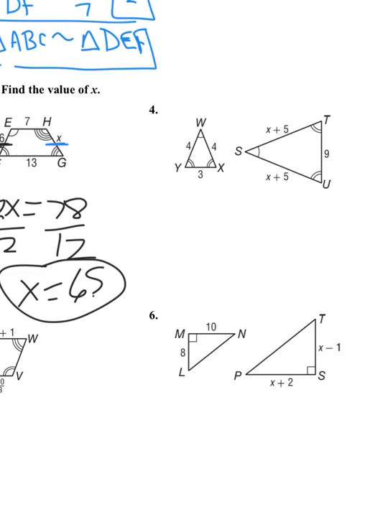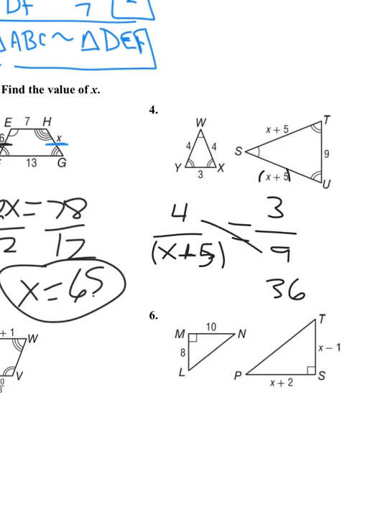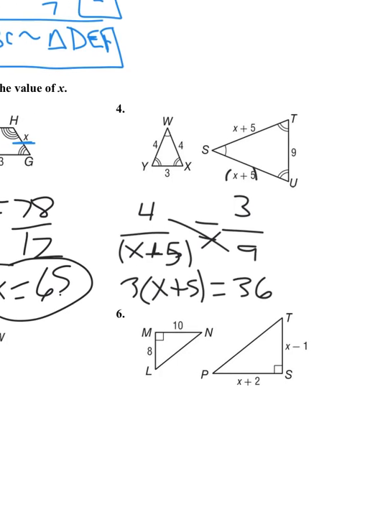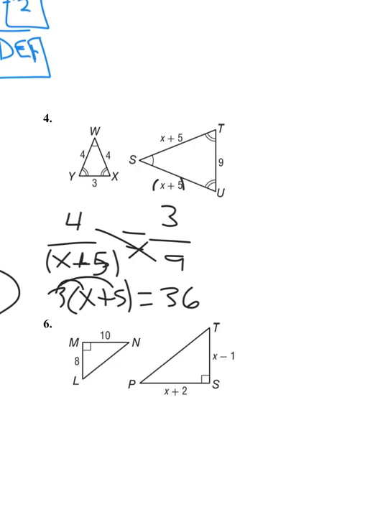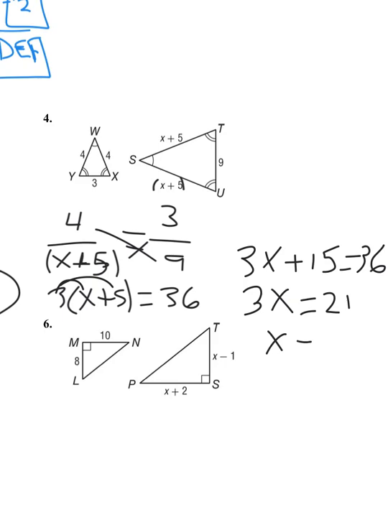Don't let the problems with the algebra like this throw you off. Remember, we put parentheses here. So this would be something like 4 over x plus 5 equals 3 over 9, parentheses, so you're going to get 4 times 9 is 36, and then here you're going to get 3 times x plus 5, and so when you distribute that, you get 3x plus 15 equals 36, and you just solve that. That's pretty easy. Minus the 15, you get 21, x equals 7.